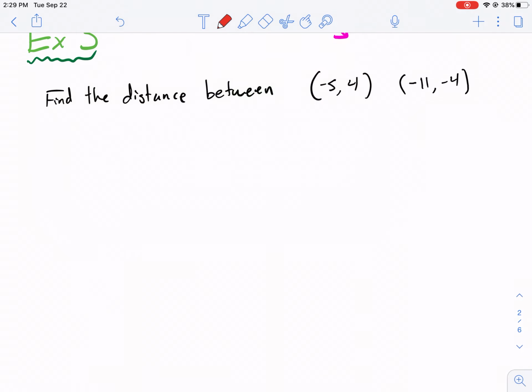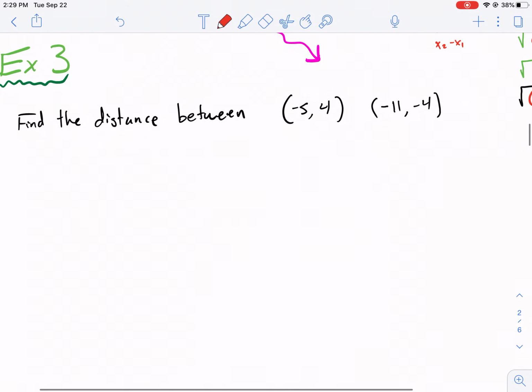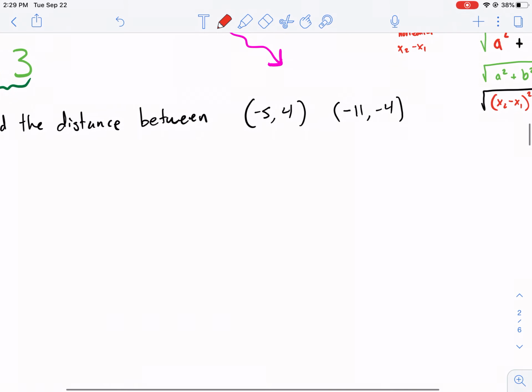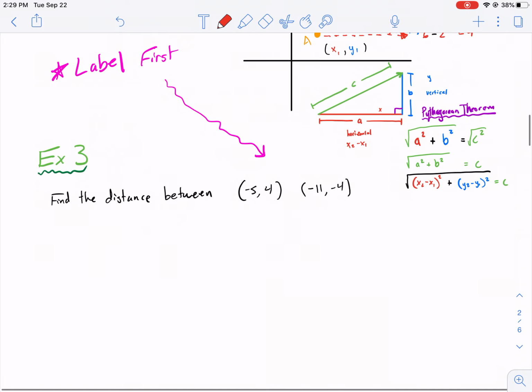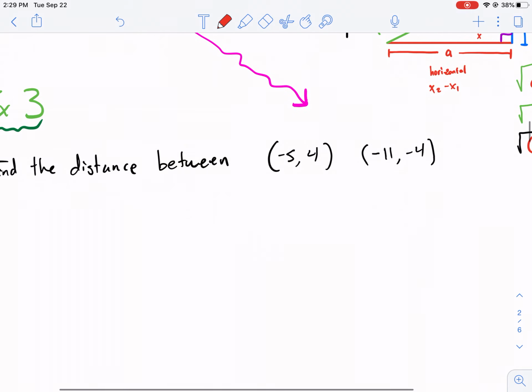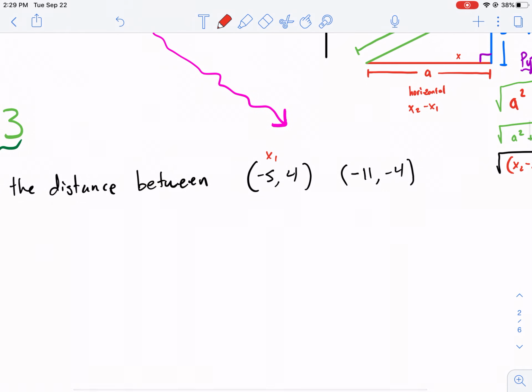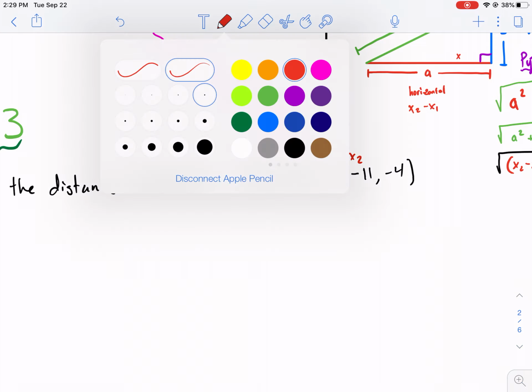All right, sorry. I'm off my soapbox and we're on example 3. Find the distance between negative 5, 4, and negative 11, negative 4. So in this case, we don't have a coordinate plane drawn. We could either draw one, which takes a little time, or we can just label it and use the distance formula.